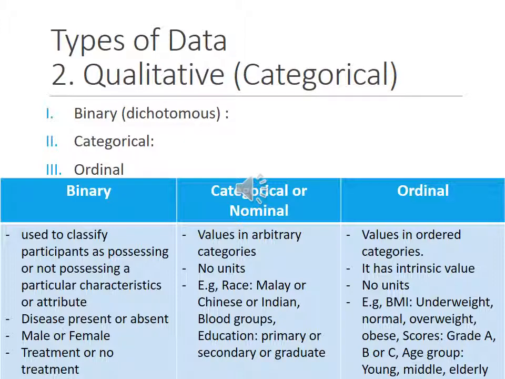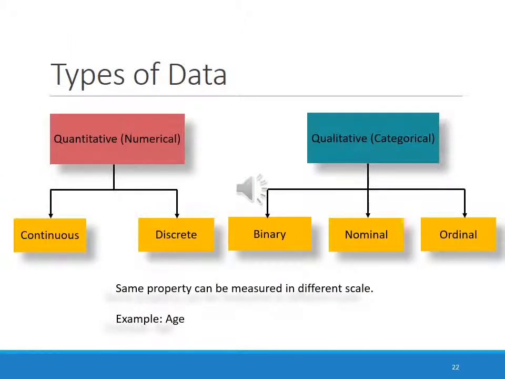Ordinal are values in order category. It has intrinsic value, but they have no units. For example, BMI score, grades, and age group. This flow diagram summarizes the type of data that are needed to know. One thing important to note here is that same property can be measured in different scale. For example, age in year is the continuous numerical data, but if you group all the age into young age group, middle age group, and elderly group, it becomes the ordinal data.